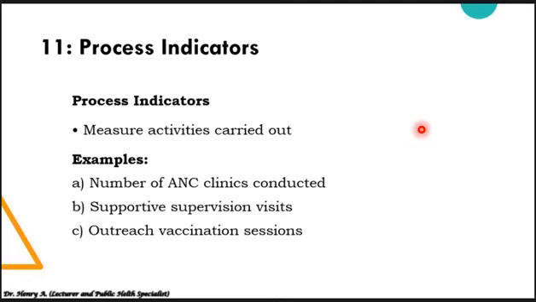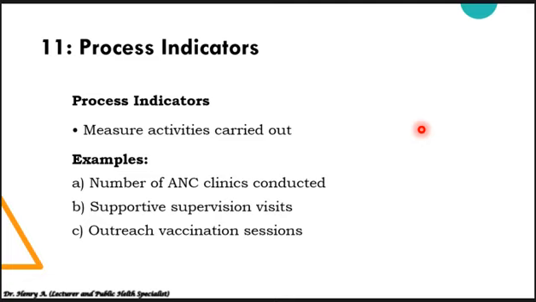The next one is the process indicators. The process indicators measure the activities carried out using the inputs. So when you have brought in the inputs, the process indicator will measure the activities that were carried out using the inputs, that's the resources that were brought in. For example, we can use the number of ANC clinics conducted. We have employed health workers. We have brought in facilities, infrastructure.